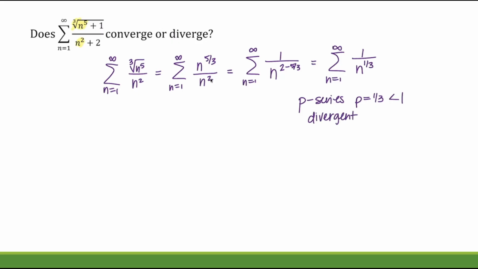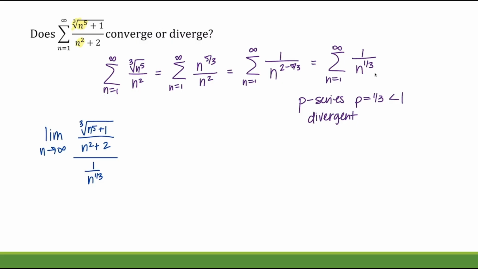All right, so we have that down. Now let's go ahead and set up our limit as n approaches infinity of our given a sub n, so the cube root of n to the 5th plus 1 over n squared plus 2 over the series that we're going to compare it to, general term, 1 over n to the 1/3.